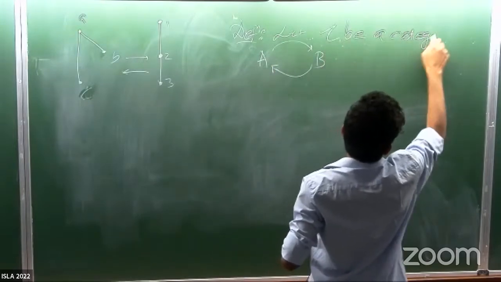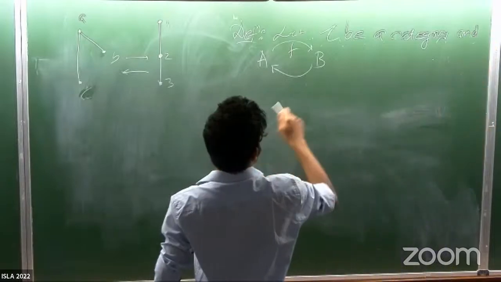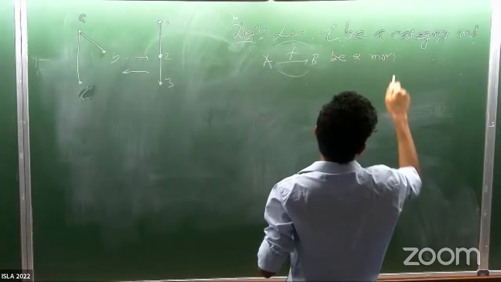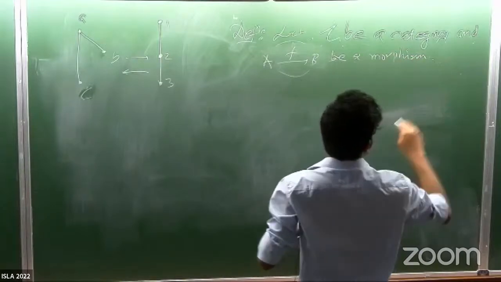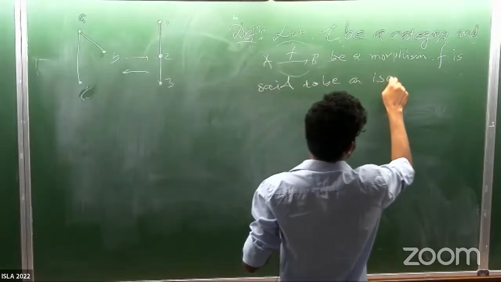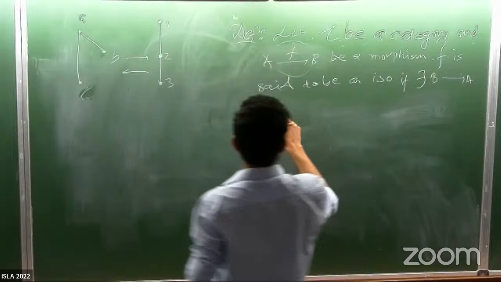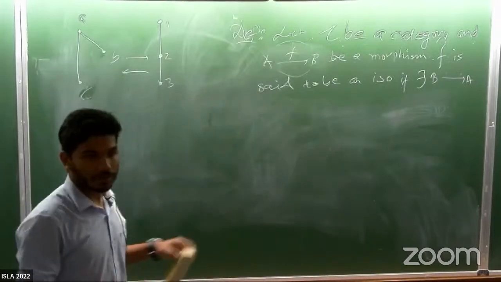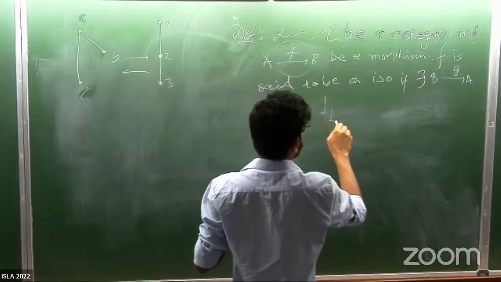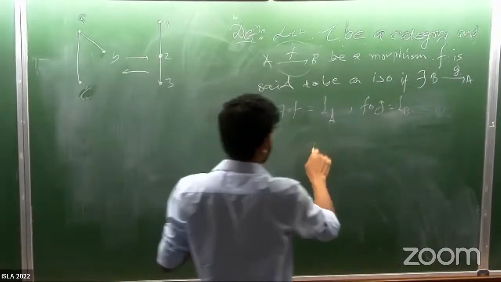And F, from A to B, be a morphism. F is said to be an isomorphism if there exists a map from B to A such that when you compose them, they become identity on the corresponding object, meaning that, let's say you have a map G, so that G compose F is identity on A. On the other hand, F compose G is identity on B. So this is the diagram.